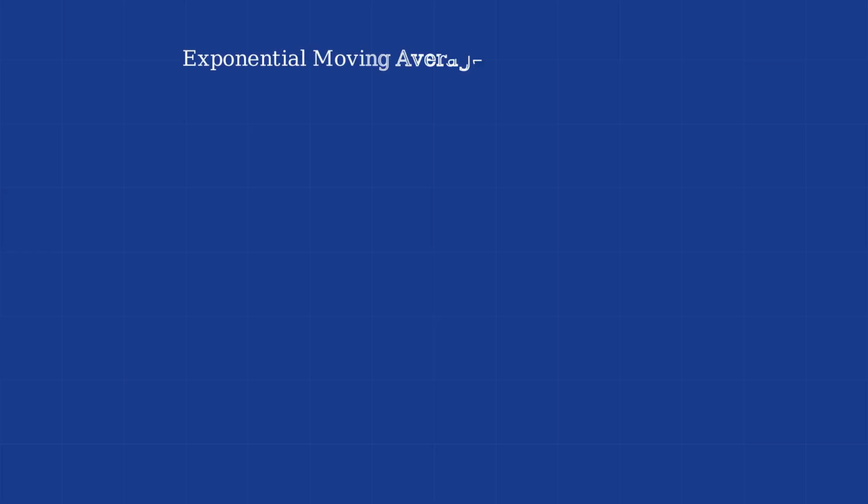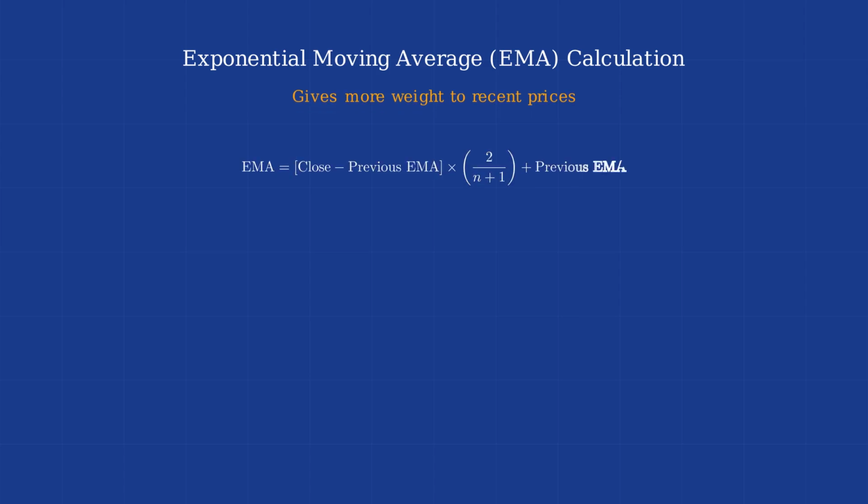The exponential moving average gives more weight to recent prices, making it more responsive to new information. The EMA calculation involves a weighting multiplier that applies more importance to recent data. The formula is EMA equals (close price minus previous EMA) multiplied by 2 divided by (n plus 1), plus previous EMA, where n is the number of periods.